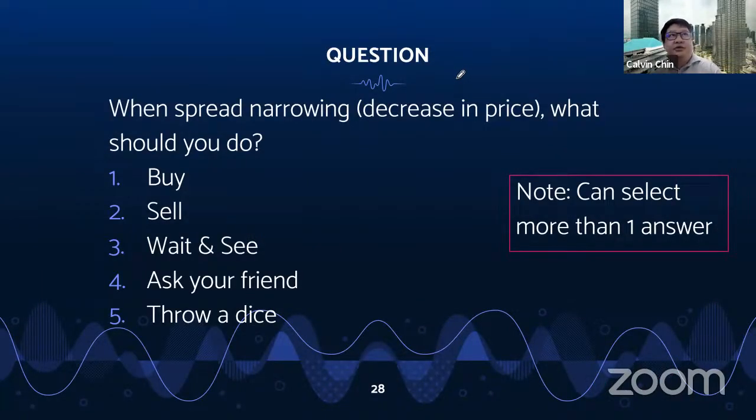We have another question again. Okay. I will need your participation. When spread narrowing decreases in price, what should you do? Okay. The first one is buy, second, sell, third, wait and see, fourth, ask your friend, fifth, throw a dice. So in here, I can see the numbers of response. It's 2. So it's correct. When the spread narrows, you should sell.